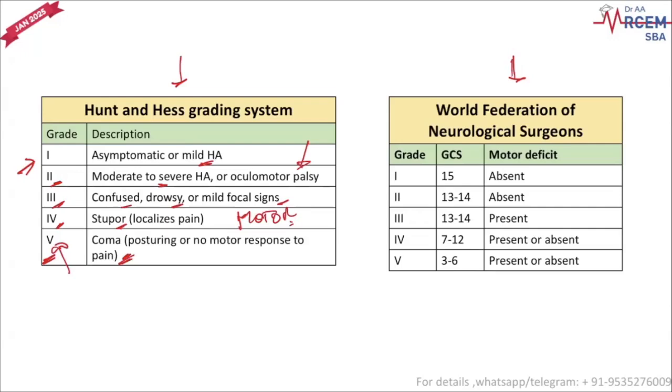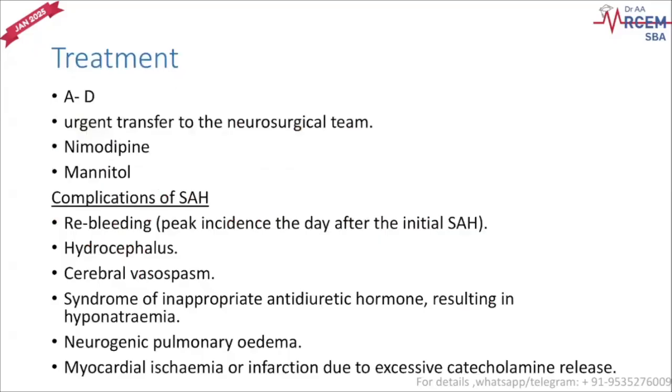There is one more classification known as World Federation of Neurological Surgeons, where grade 1 is GCS 15, grade 2 is GCS between 13 to 14, grade 3 is GCS between 13 to 14 along with some motor deficit present. In grade 4, the GCS is 7 to 12, doesn't matter whether motor deficit is present or not. Grade 5, the GCS is between 3 to 6, doesn't matter whether motor deficit is present or not.